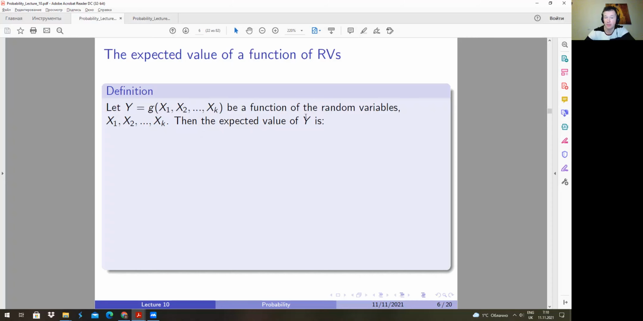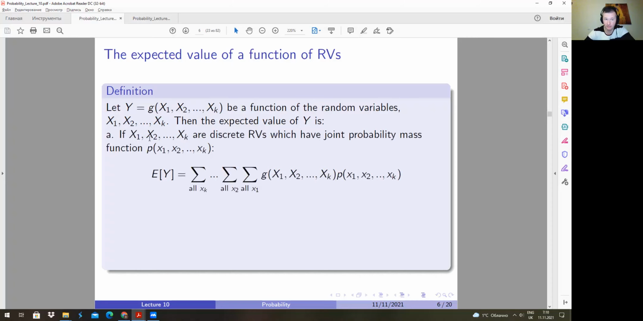And then the expected value of y is, in the case of discrete random variables, with the joint probability mass function small p, going to be the function values evaluated at different values of x's, multiplied by the probability mass function, and then you need to sum over all values of x1, all values of x2, and all values of xk.